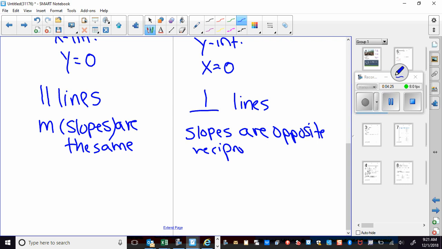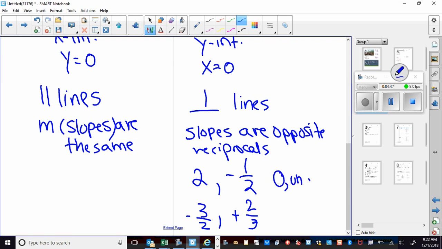If you don't remember what the opposite reciprocals are, remember if you have 2, the opposite reciprocal will be negative 1 over 2. If you have negative 3 over 2, the opposite reciprocal will be positive 2 over 3. So we see the transition. And be mindful that for 0, the opposite reciprocal is undefined. On the other hand, for undefined, the opposite reciprocal is 0. So I'm going to leave it at that and move on to the actual review.